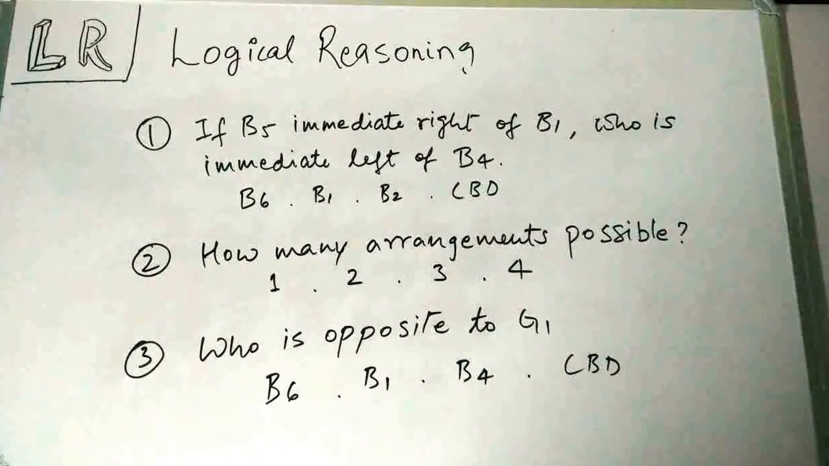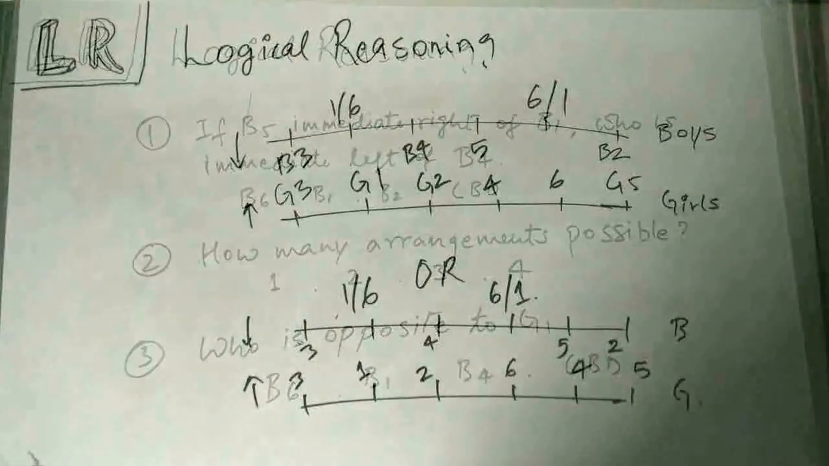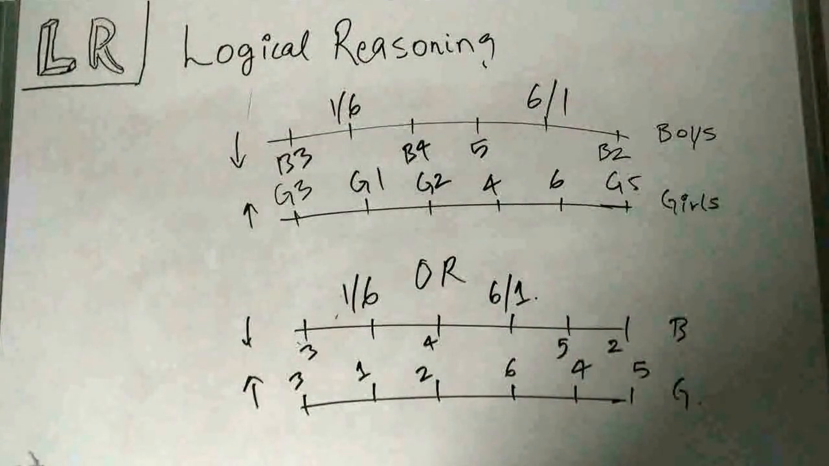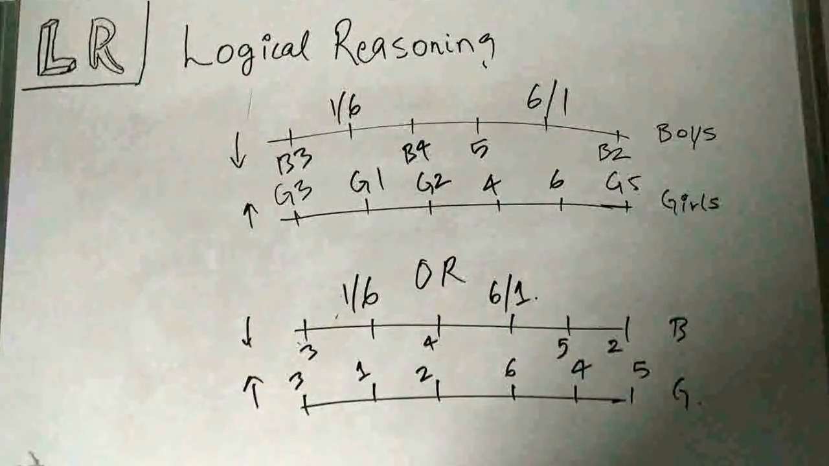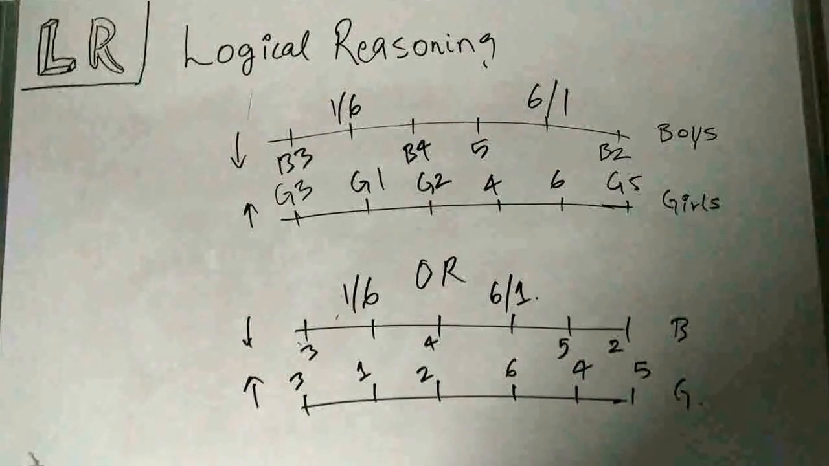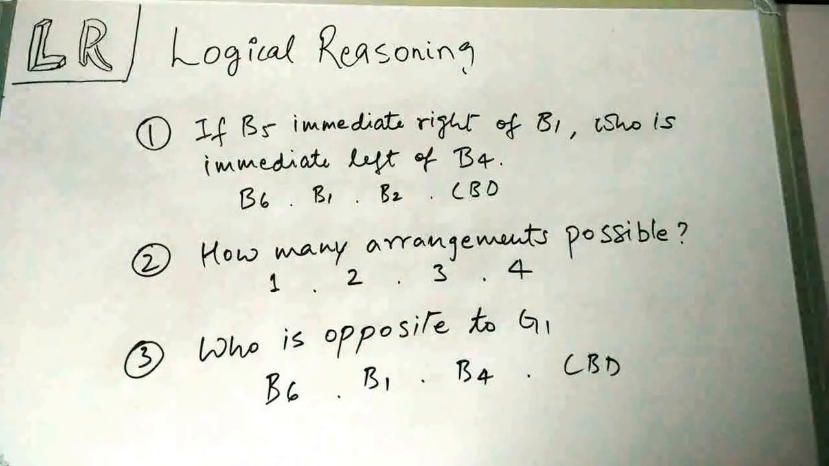Alright, the next question is, how many total arrangements are possible? We have two cases, and in each case there are two more cases, for 1 and 6. So there are a total of 4 arrangements possible. Right, so the answer is 4.